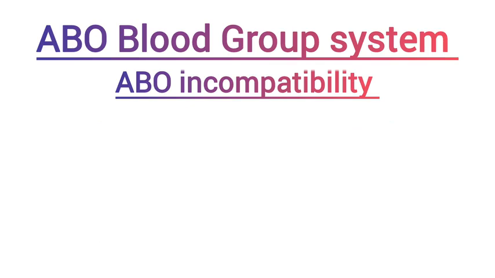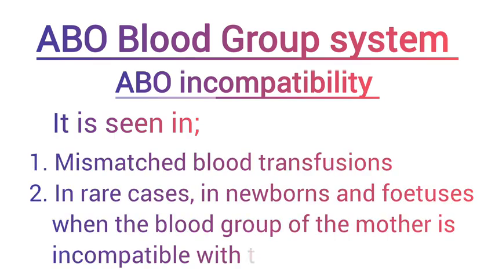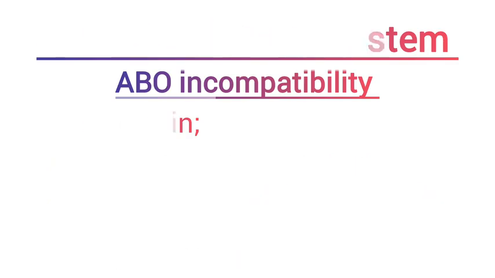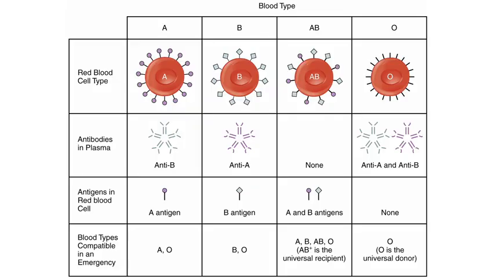Now, ABO incompatibility can be seen in two particular cases. One is blood transfusions, where you mismatch blood transfusion, and in rare cases you can see it in case of newborns and fetuses when the blood group of the mother is incompatible with that of the child, especially in cases where the mother's blood group is O and the child is A or B. Now, this is a chart of the various blood groups on the ABO system. You can pause the video here to observe and study them. So let's continue.